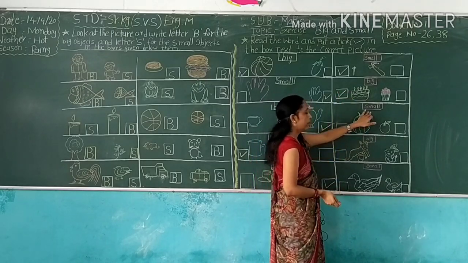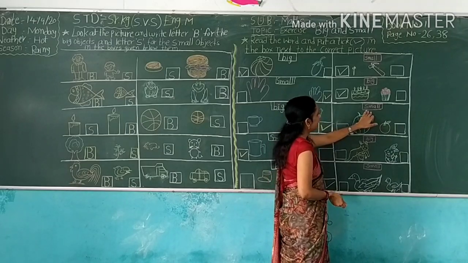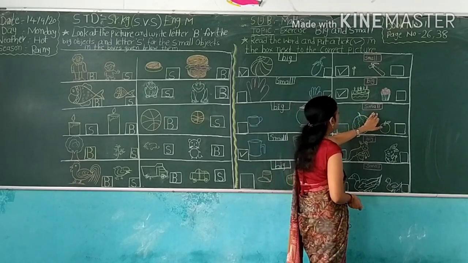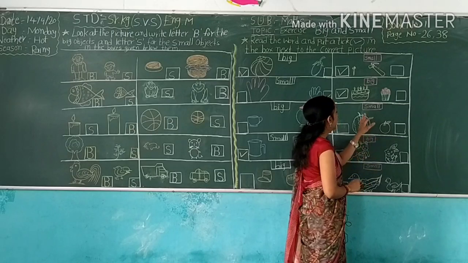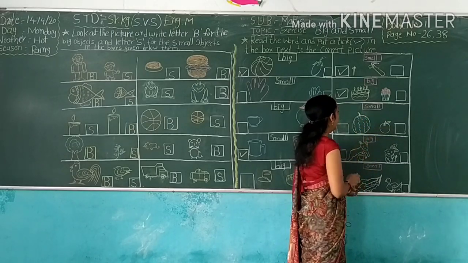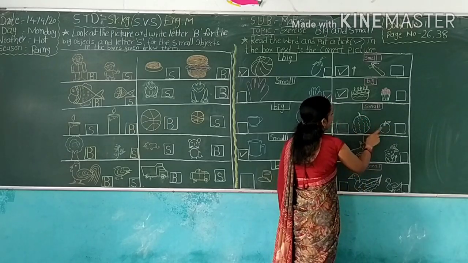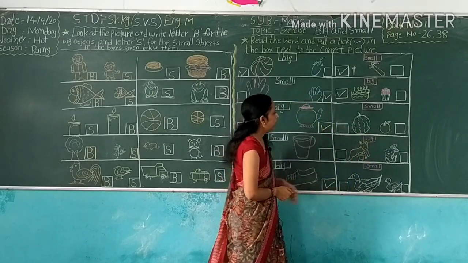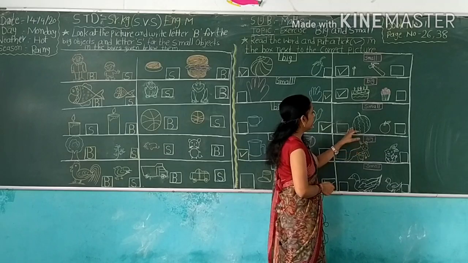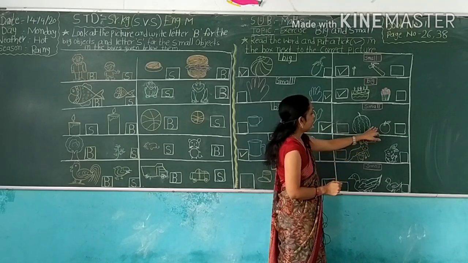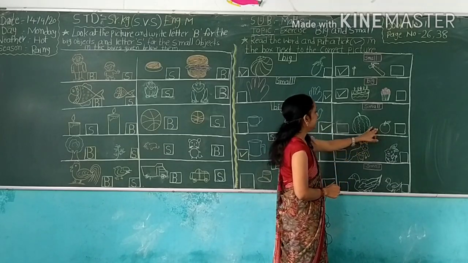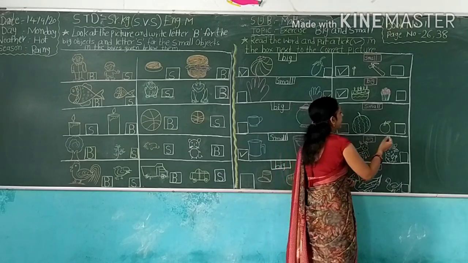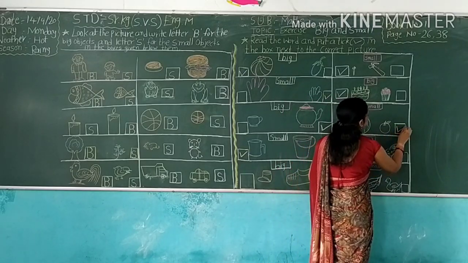And look here. Which word right here? S-M-A-L-L. Small. See here I drawn two objects, watermelon and orange. So which object is small? This? No. Watermelon is big object. Orange? Yes. Orange is small. So here we write small object.